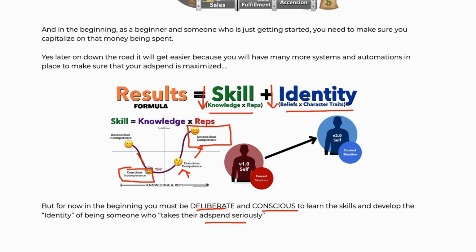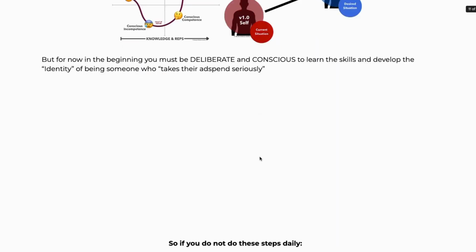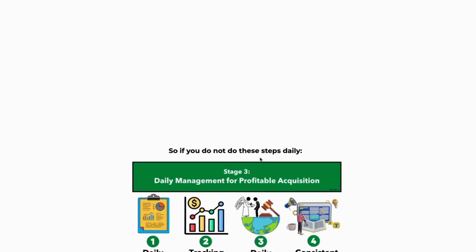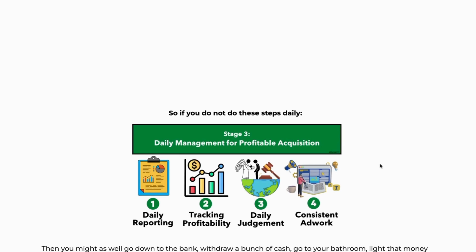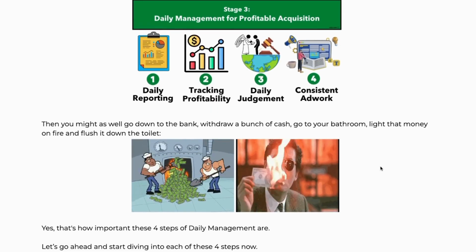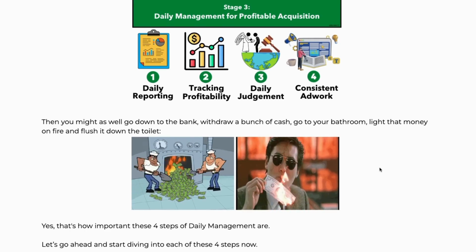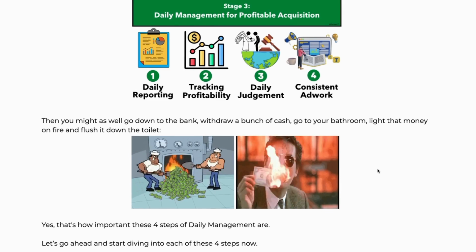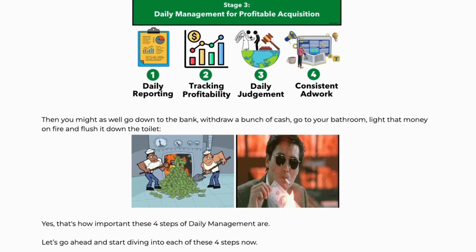But that's why we're emphasizing this right now. Once we get into the daily management process, especially as a beginner, you need to make sure that you are being and doing these things extremely, extremely, extremely deliberately and paying attention to all of these things. That is why what we are talking about in this training on daily management is so important. If you do not do these steps daily, right, daily reporting, tracking profitability, daily judgment, and consistent ad work, then you might as well go down to the bank right now, withdraw a bunch of cash, go to your bathroom, light it on fire, and flush that money down the toilet, okay? Literally, that is how important these 4 steps around daily management are.